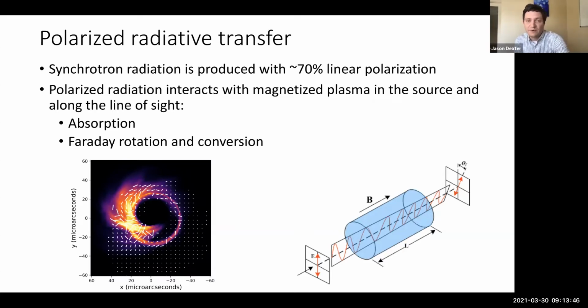And so the effects we need to take into account, or at least think about, are absorption, the self-absorption effect that goes along with synchrotron radiation, as well as the response of a magnetized plasma to polarized light. And the important effects there are Faraday rotation and conversion in a relativistic plasma.